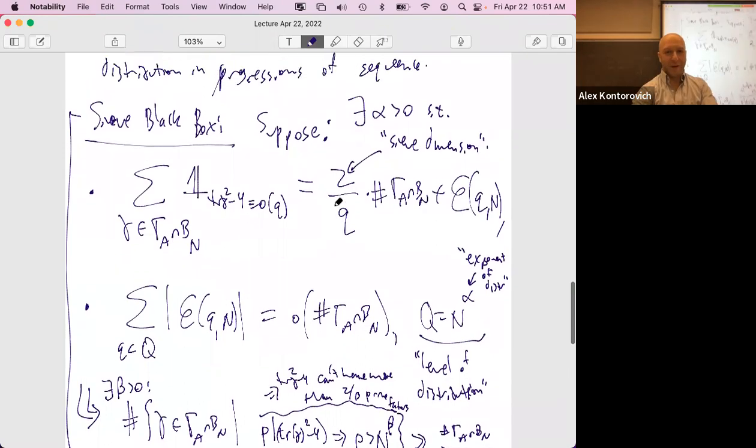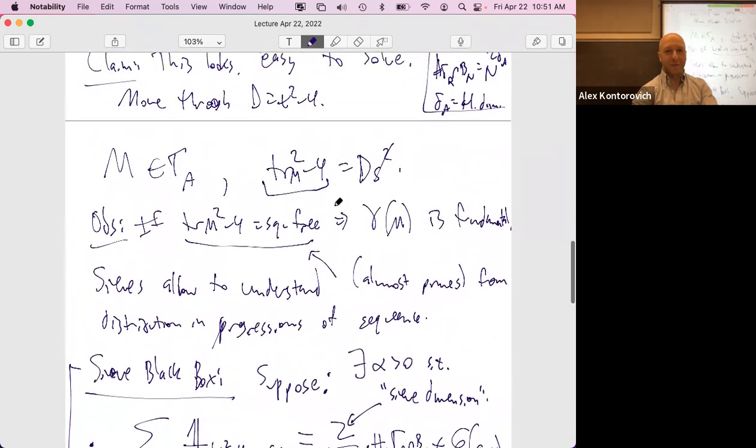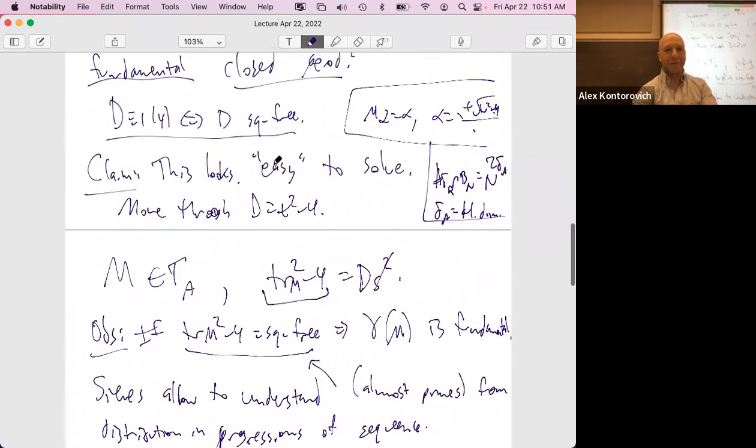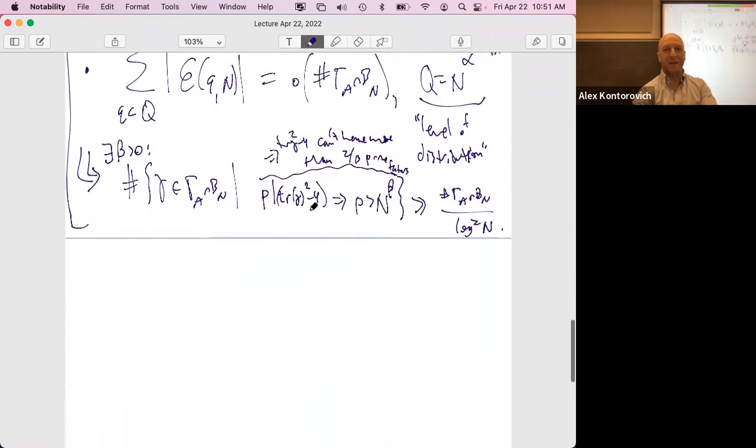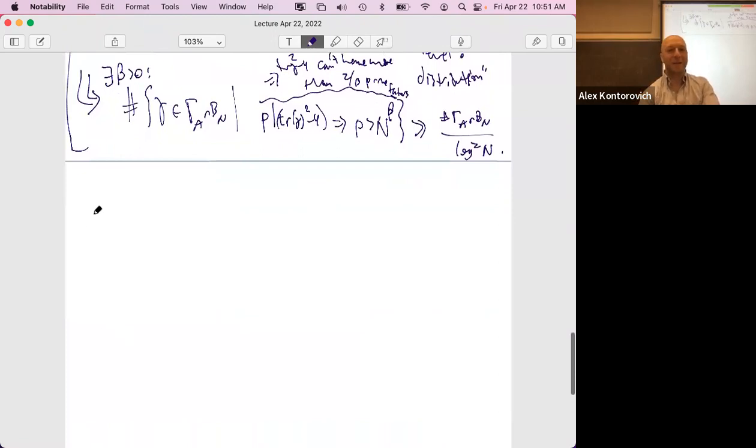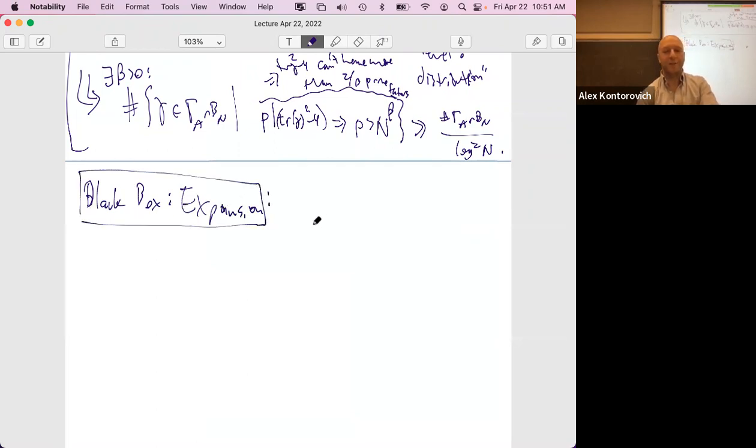Let me give you another black box, which is needed. I'm trying to argue that producing square free values is heuristically easy. Here's our second black box, which is expansion. I made reference to this a little bit when we were talking about Zaremba. But here's the black box.